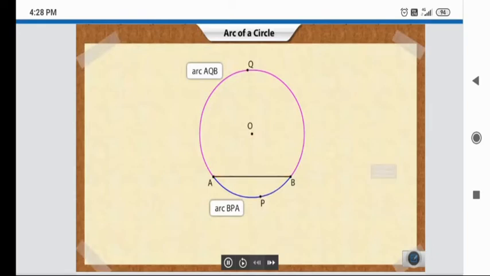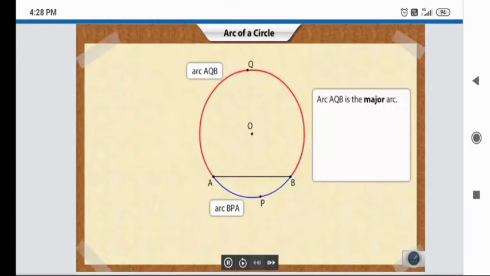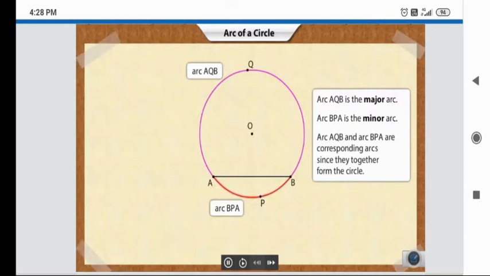The arc of the circle on the same side as the center is called the major arc, while the arc on the non-center side is called the minor arc. Since these two arcs together form the circle, they are called corresponding arcs of each other.